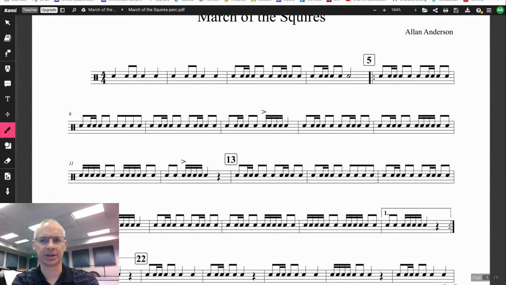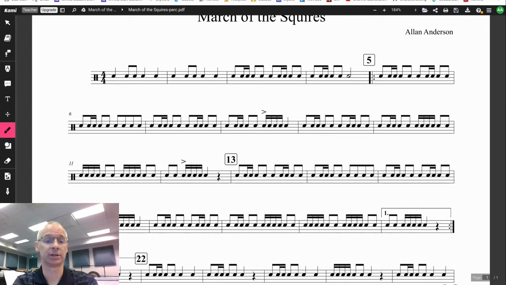Everyone, Mr. Anderson here. So this lesson is for percussionists. You see on the screen in front of you the snare drum part for March of the Squires. I had some people ask me specifically about these rhythms that include 16th notes. Now, if you're an 8th grader, you should have seen these 16th note rhythms before. But if you need review, this lesson might be good for you.